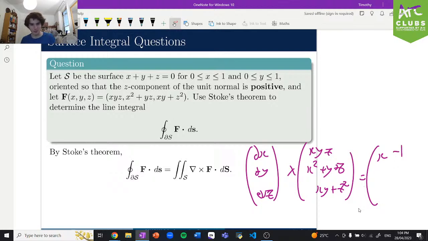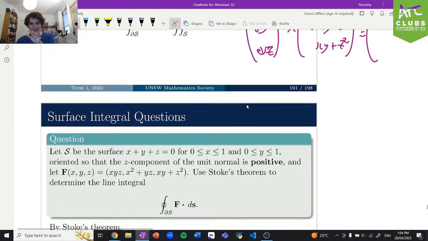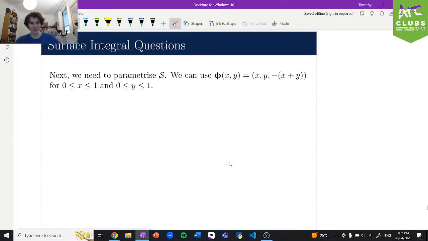Wait, is that 2? No, that's y, x minus y, minus y. Anyway, just for the interest of time, sorry, I'm now realizing that doing it by hand may be a little bit too long. Anyway, you take your curl, which is very fun.